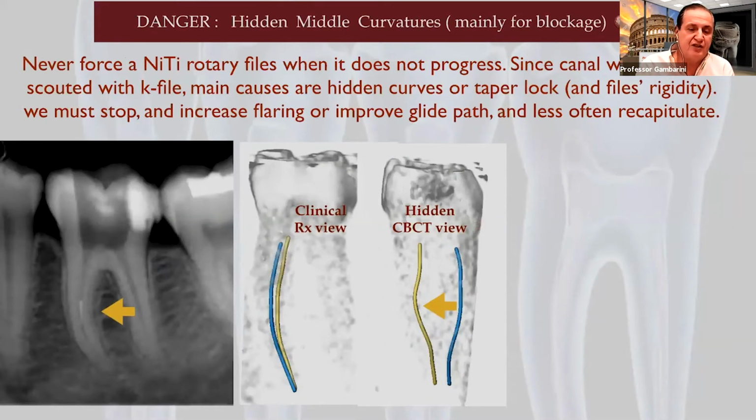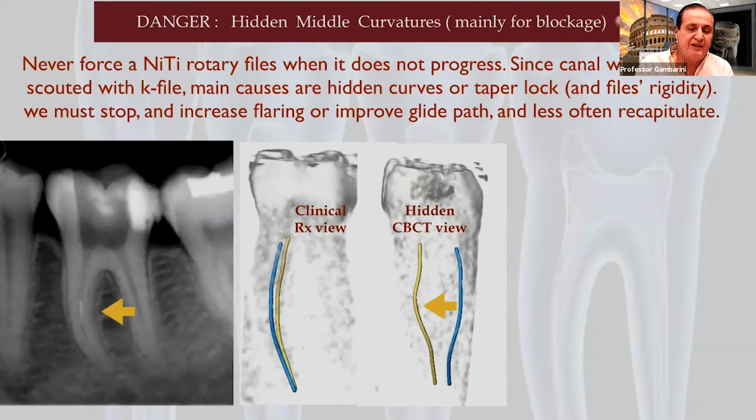Speaking about strategy, when you're using this instrument inside the root canal, the main rule is that you should never force a NiTi rotary file when it does not progress. Many people think that the file doesn't progress because there is a calcification. No. Since you have already scouted the canal with a K file and established a sort of glide path, when the instrument does not progress, it is because there are hidden curves, maybe because of taper lock, or because you made some debris and some canal blockage.